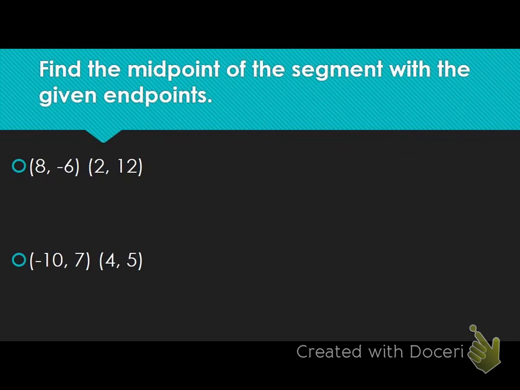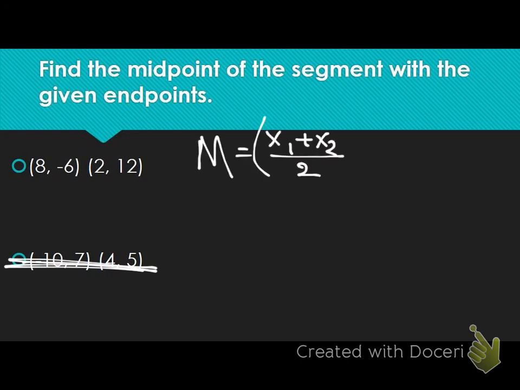Again, we're just going to solve the first one. Both of them are the same thing, but for sake of time, we're just going to do the first one. Formula for midpoint, say it with me. M equals x1 plus x2 over 2 and y1 plus y2 over 2.